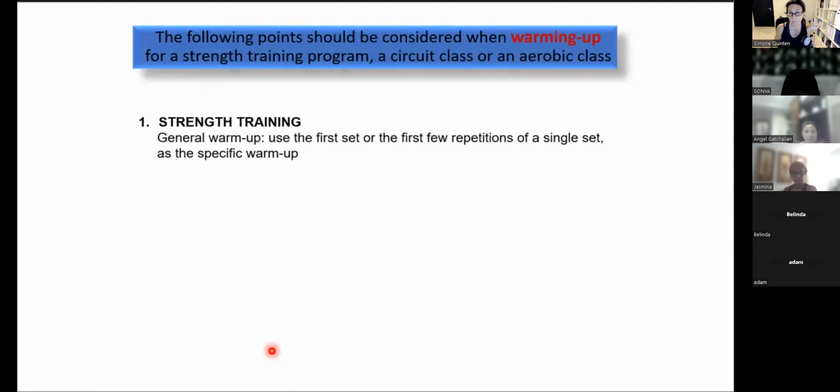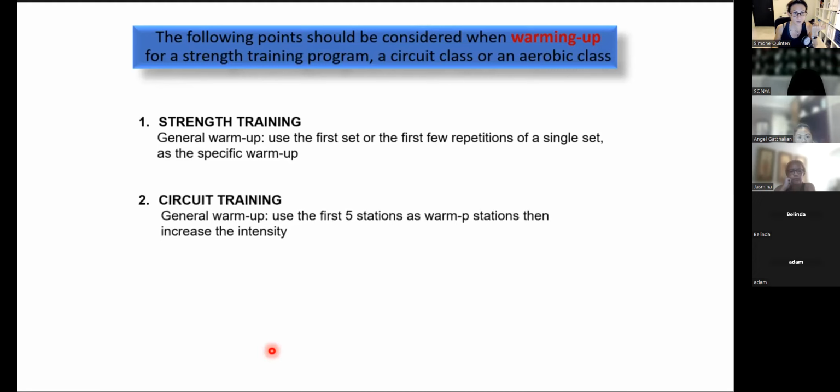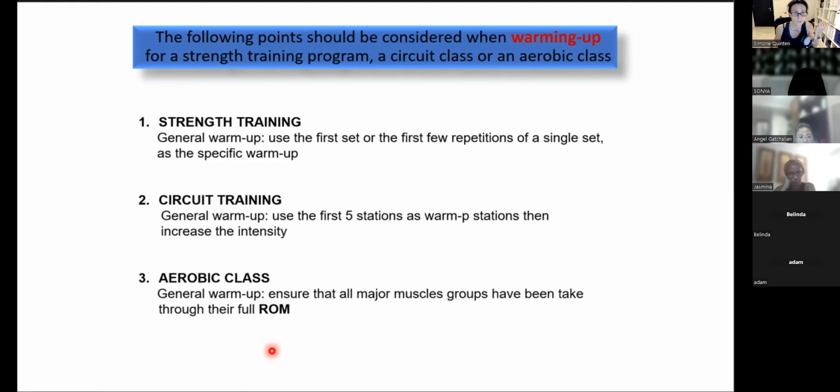In strength training, for example, you could use the first set when you're doing a bench press. You have, I don't know, 100 kilo on the program, or 60 kilo you want to lift. So maybe you do 20 kilo first to warm up a little bit and get used to the exercise before you go for your sets. Circuit training, I just said, maybe you can just do the first 5 stations. I always do the full round.